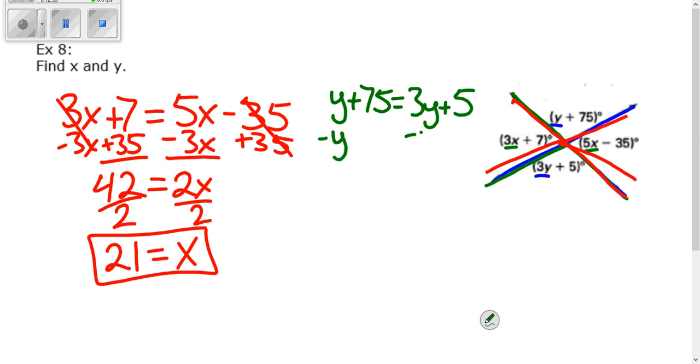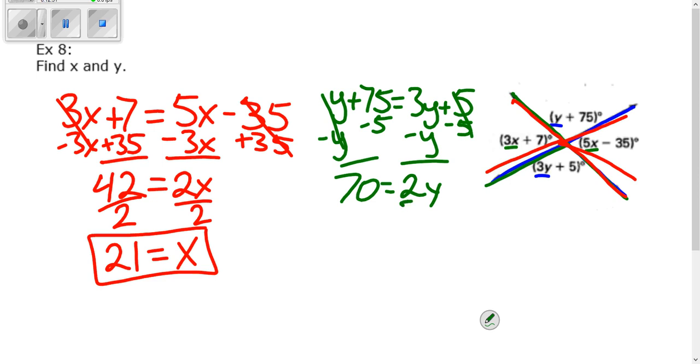So we can subtract y on both sides. We get 2y, and then subtract 5 on both sides. And that will leave us with 70. So 70 equals 2y, get y by itself by dividing by 2. So 35 equals y.